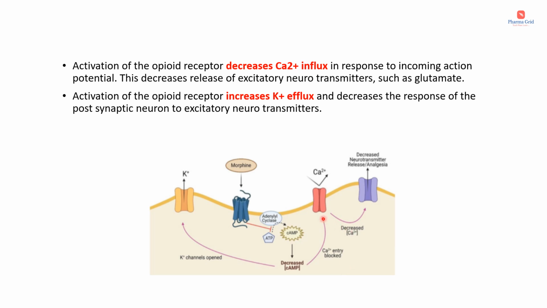As a result, what will happen? This decreases the release of excitatory neurotransmitters such as glutamate. And secondly, what will happen? Potassium channels get opened, which means it increases the potassium efflux. Potassium will go out. So as a result, it will decrease the response of the postsynaptic neuron to excitatory neurotransmitters. So this is how the opioid drugs are acting.